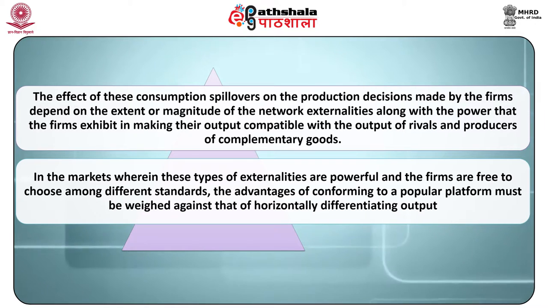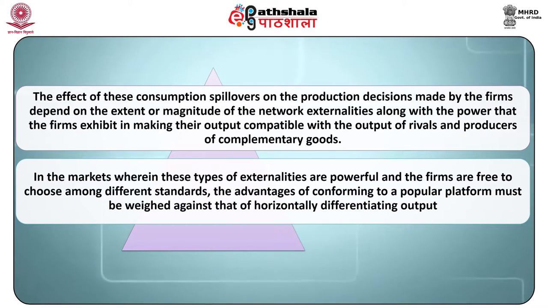The effect of these consumption spillovers on the production decisions made by firms depends on the magnitude of the network externalities, along with the power that the firms exhibit in making their output compatible with the output of rivals and producers of complementary goods. In a market where these types of externalities are powerful and the firms are free to choose among different standards, the advantage of conforming to a popular platform must be weighed against that of horizontally differentiating output.